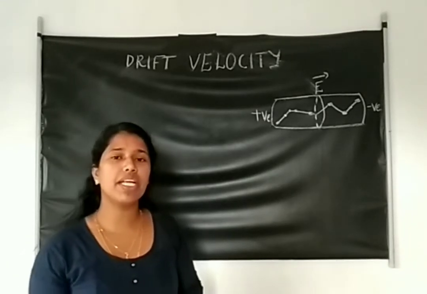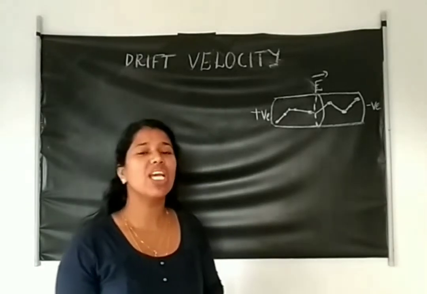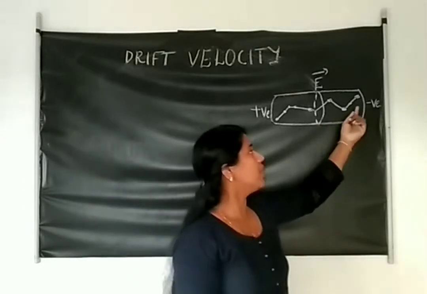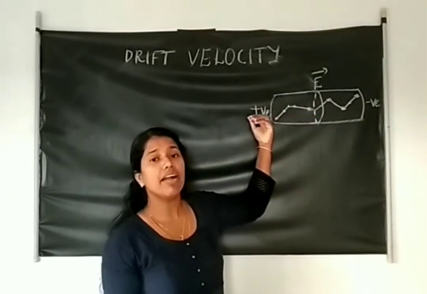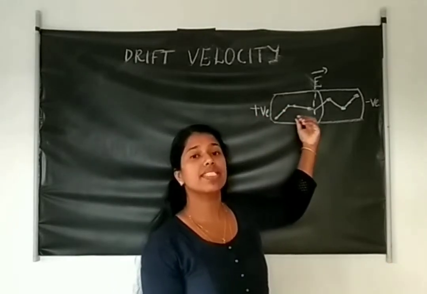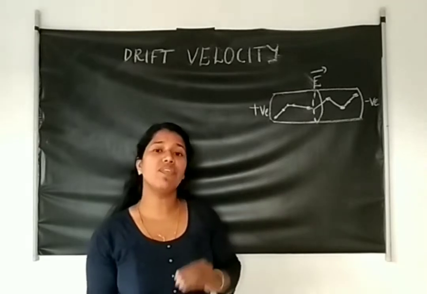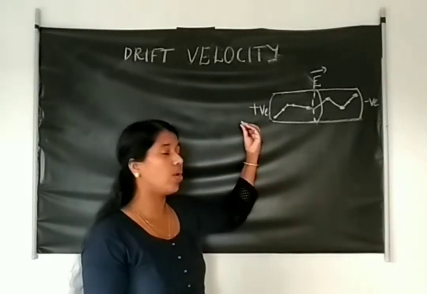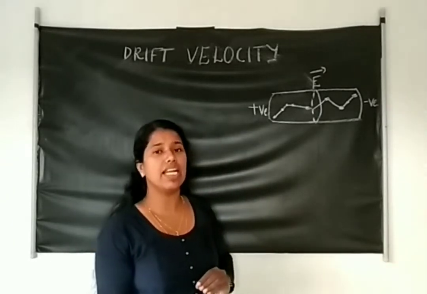What is meant by drift velocity? It is the average velocity with which free electrons are drifted to the positive end of the conductor under the influence of an external electric field.